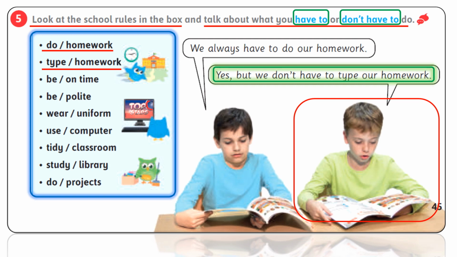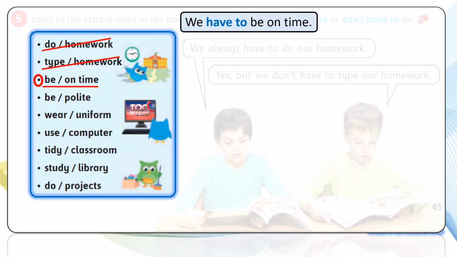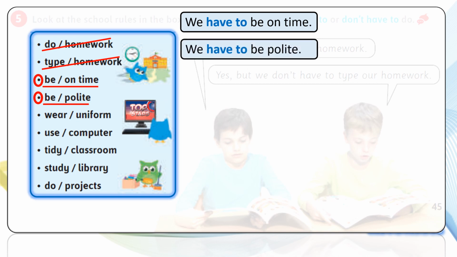Back again to check. Let's see what you have got. If we go to this rule, be on time. Do we have to be on time at school? Of course, yes. So the sentence is, we have to be on time. Next rule, be polite. Do we have to be polite at school, or we can behave in any way? Good. We have to be polite.